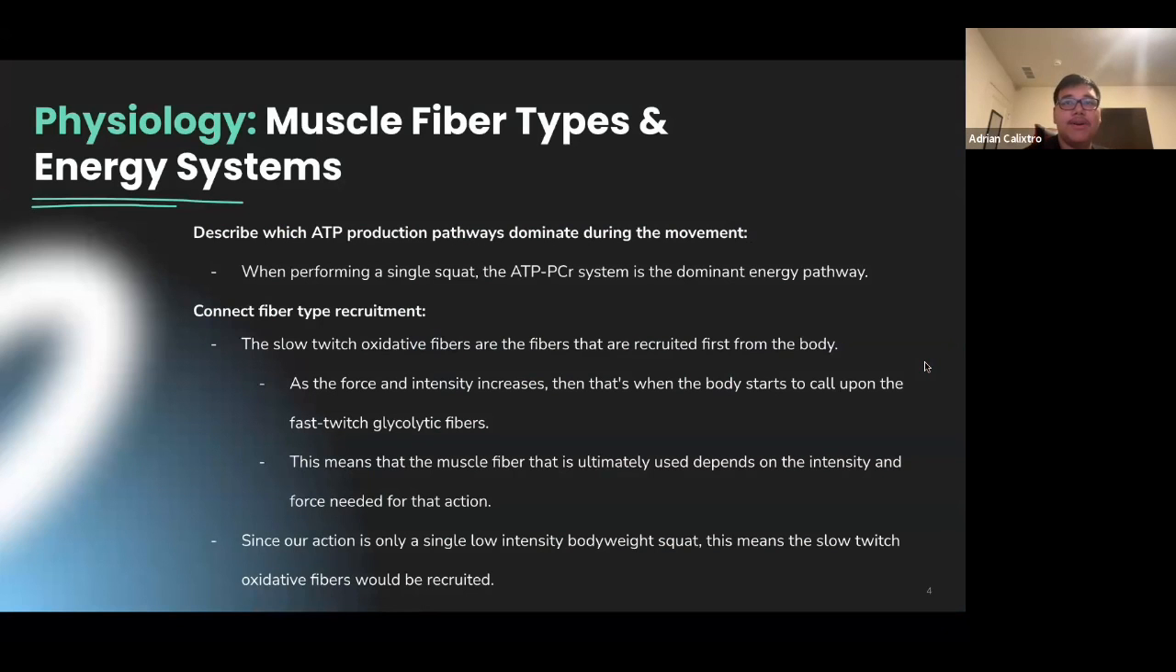And so when performing a single squat, the phosphocreatine system is the most dominant energy pathway. And so the slow twitch oxidative fibers are the fibers that are recruited first by the body. And as the force and intensity increases, that's when the body starts to call upon the fast twitch glycolytic fibers.